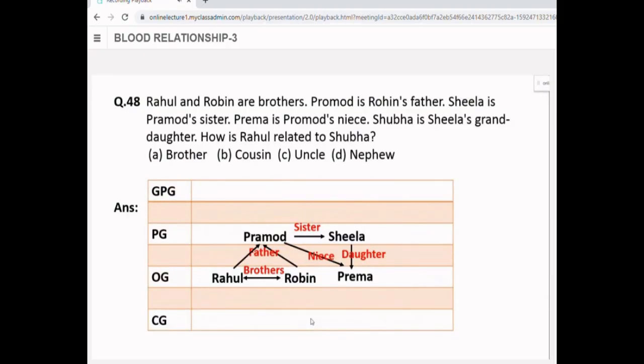Then Shubha is Sheila's granddaughter, meaning Prema's daughter. Sheila's daughter is Prema, and Prema's daughter is Shubha. Therefore, Shubha is granddaughter of Sheila. How is Rahul related to Shubha? The arrow will go to Rahul from Shubha. So the answer, as you said correctly, is uncle.